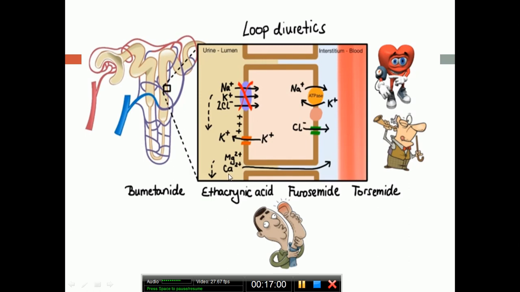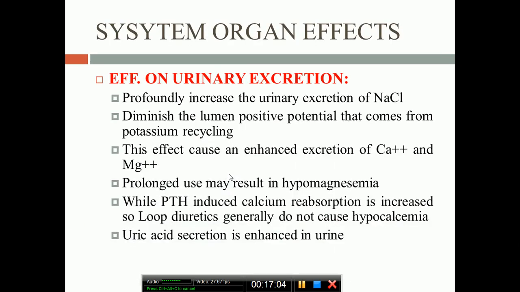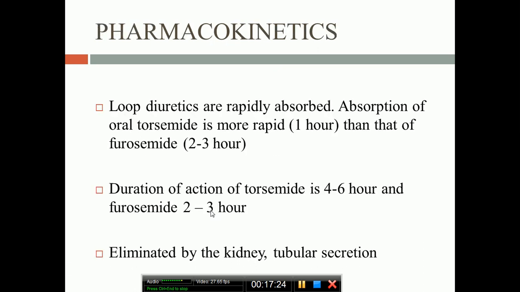Because calcium reabsorption is also disturbed. Because there is a simple answer: PTH. What is PTH? Parathyroid hormone. PTH-induced calcium reabsorption is increased after this segment. So loop diuretics generally do not cause hypocalcemia. And uric acid secretion is also enhanced in urine.